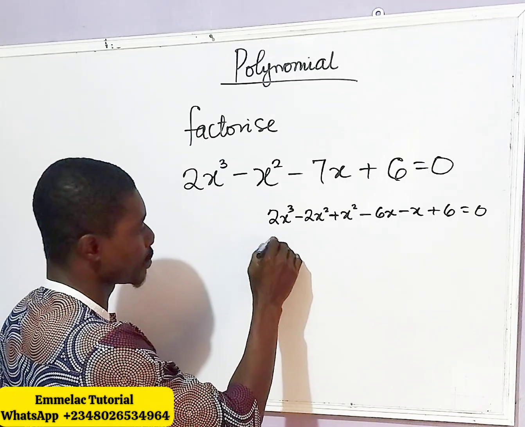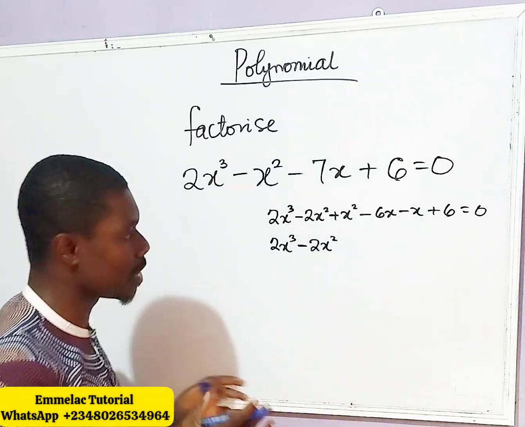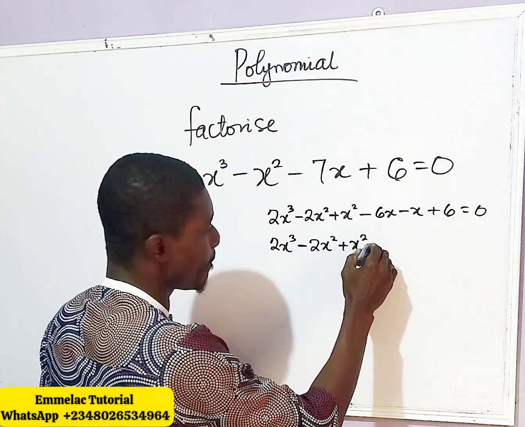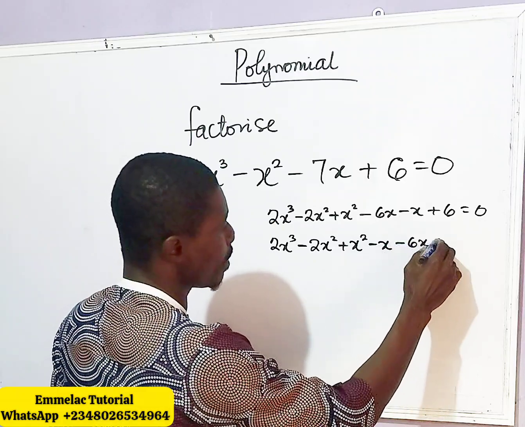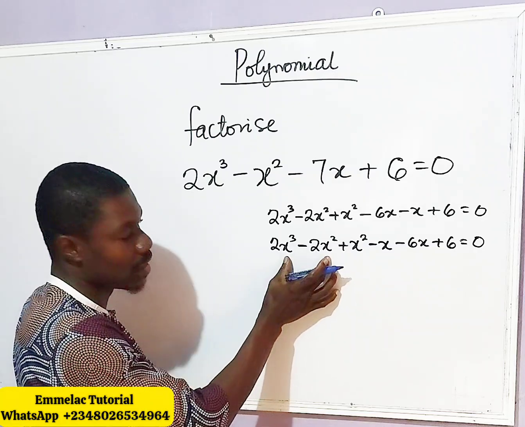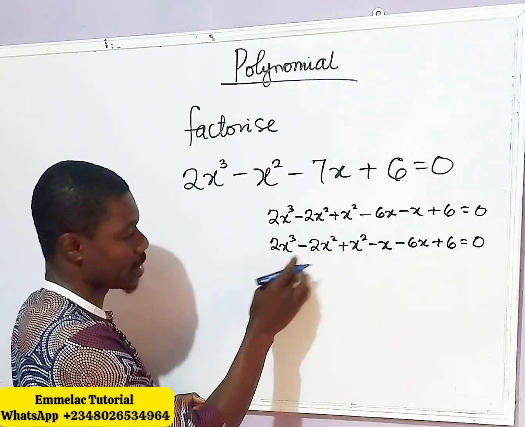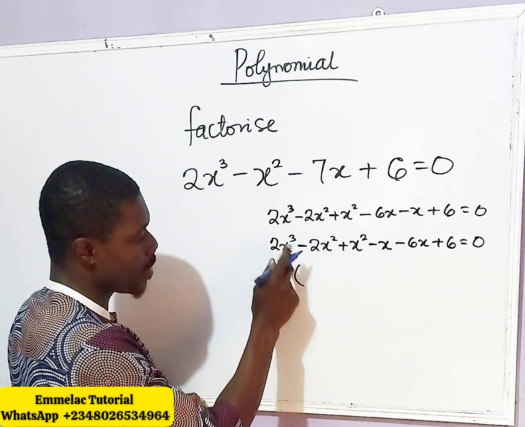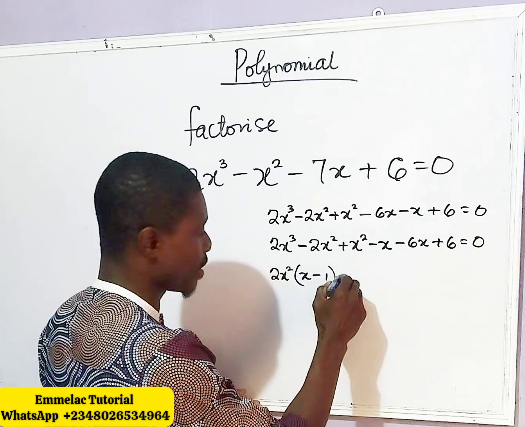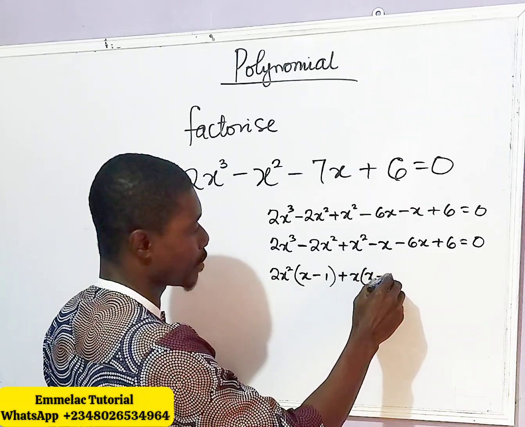So we have here 2x raised to 3, then minus 2x raised to 2, we'll collect terms, then plus x squared minus x minus 6x plus 6 equals 0. So here, let's factor out 2x squared from these two. We have 2x squared, then we're left with x here, then minus 1. Now let us factor out x here, then plus x, into x minus 1.